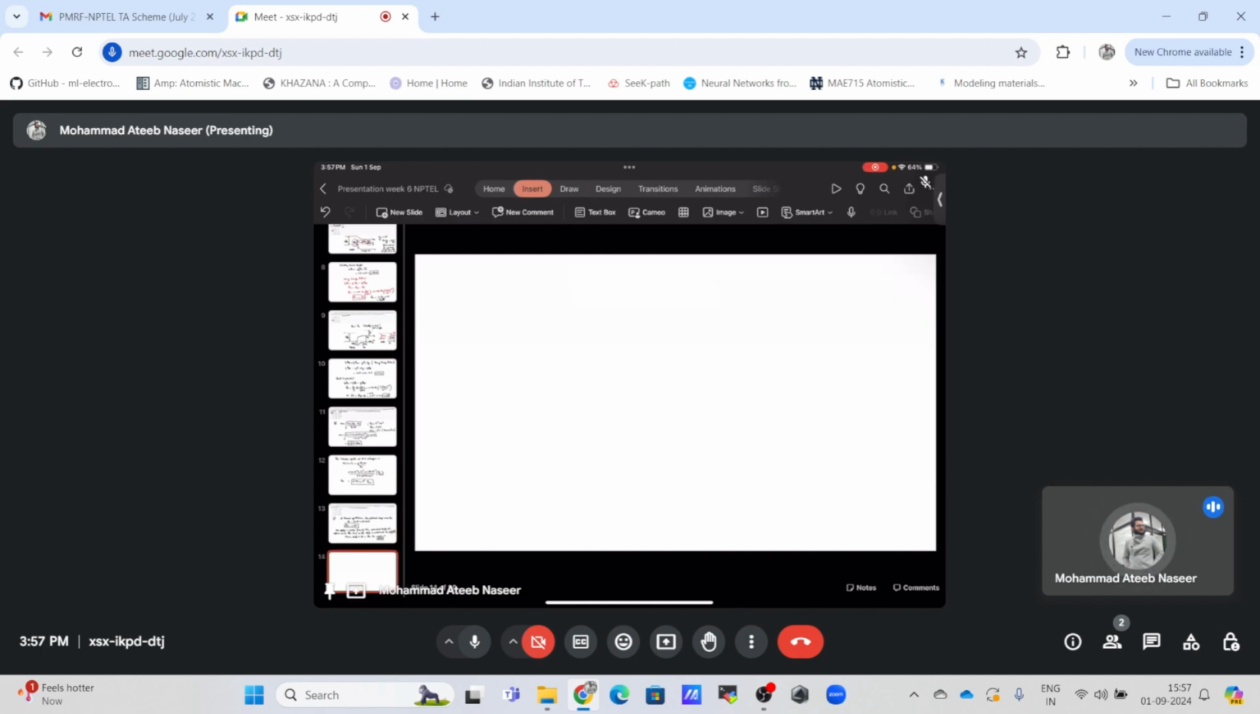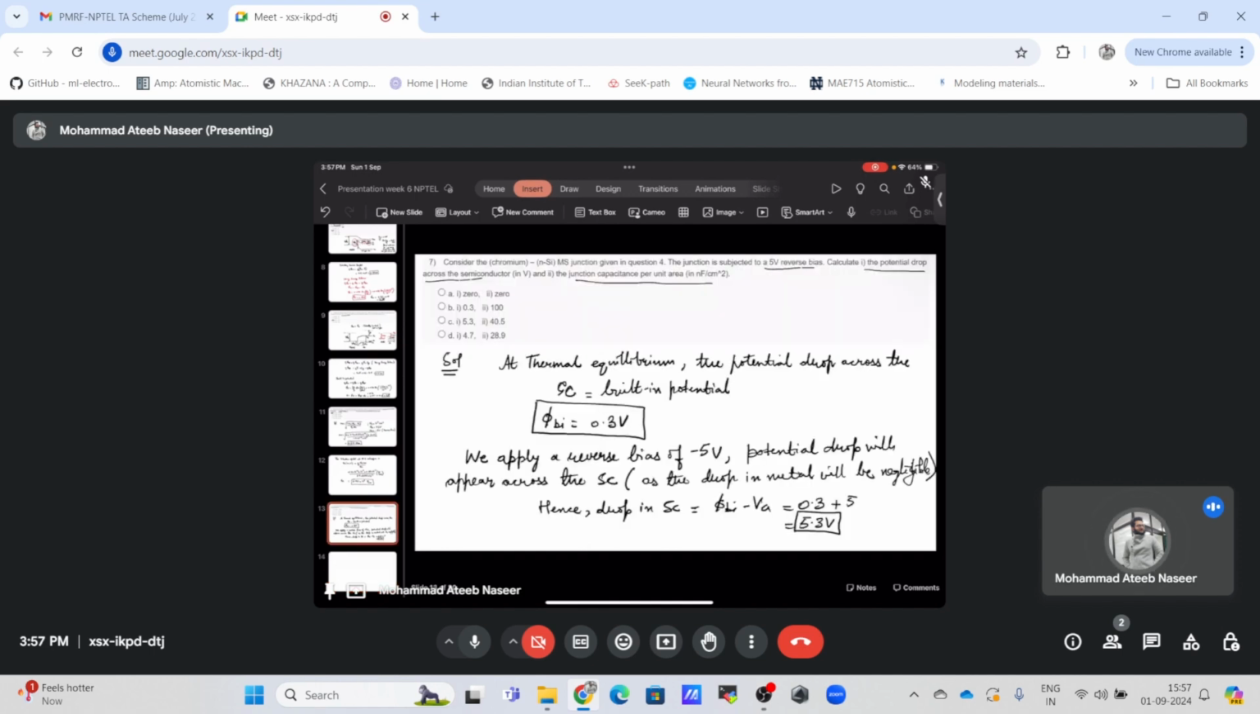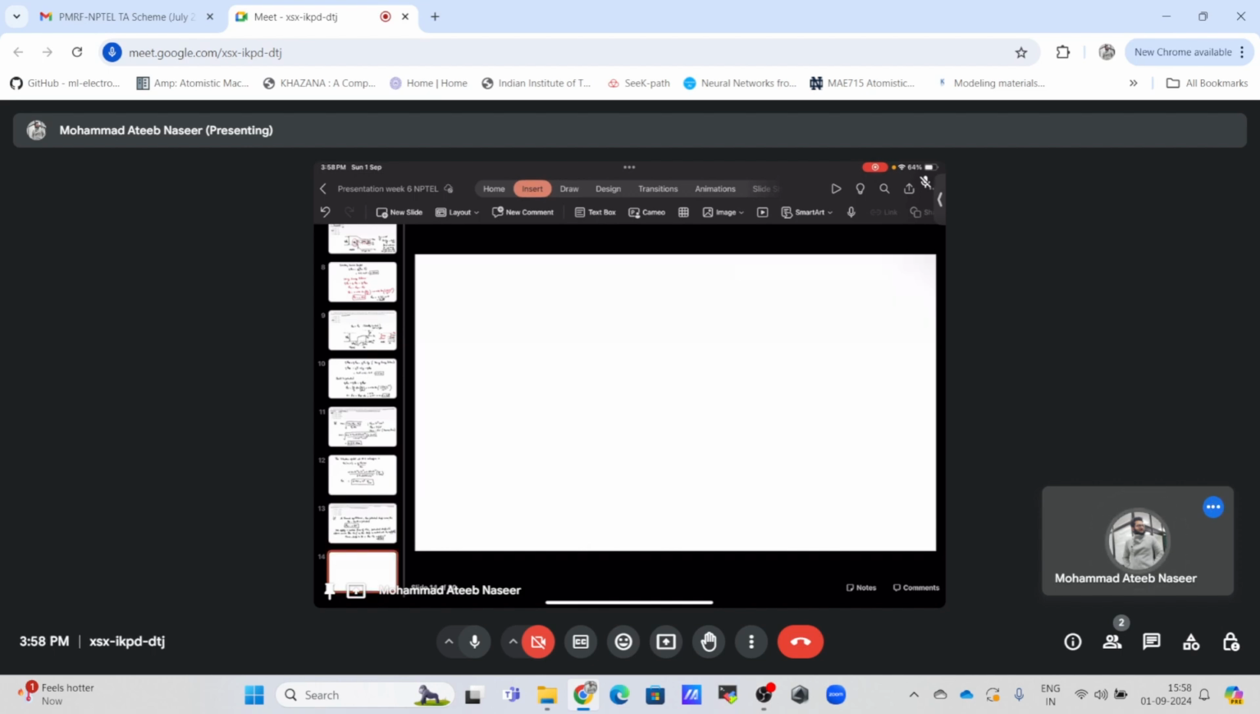Now the capacitance, we need to find this junction capacitance per unit area, which is the depletion capacitance per unit area in the reverse bias.